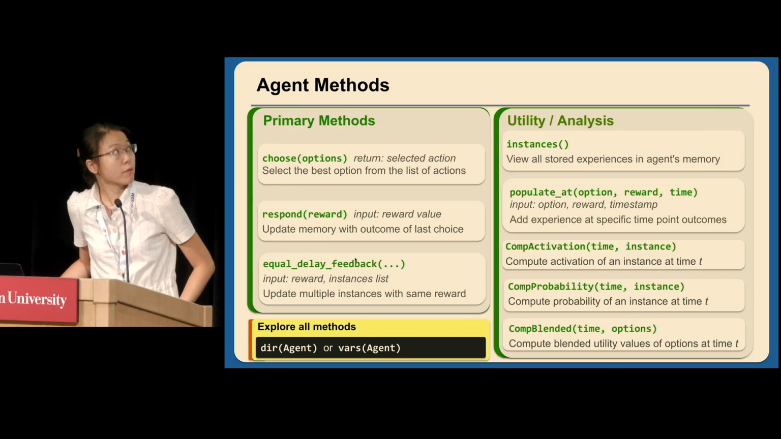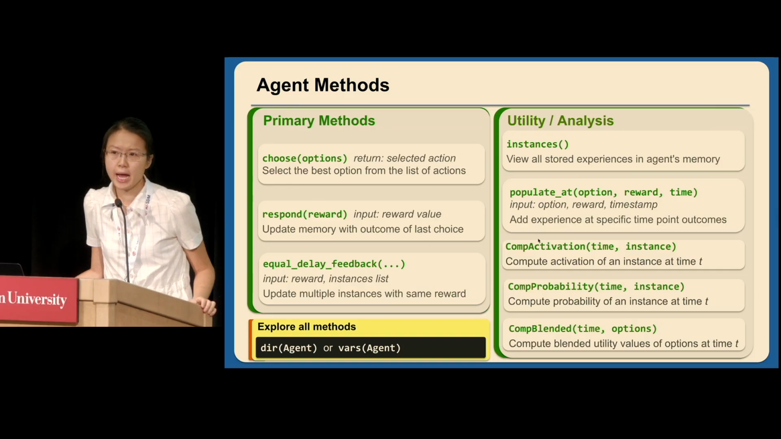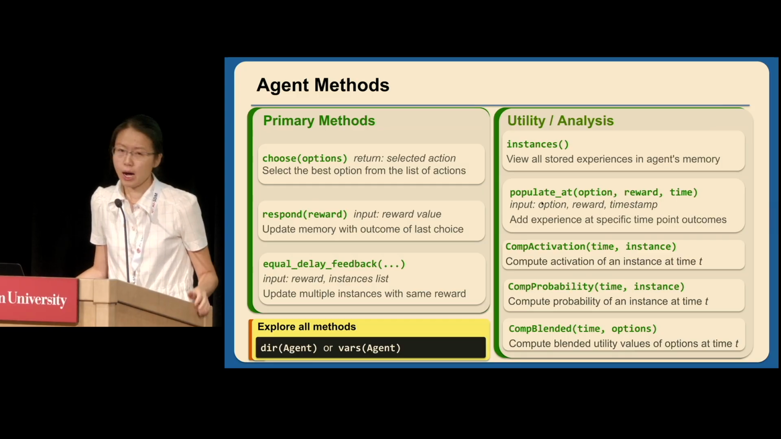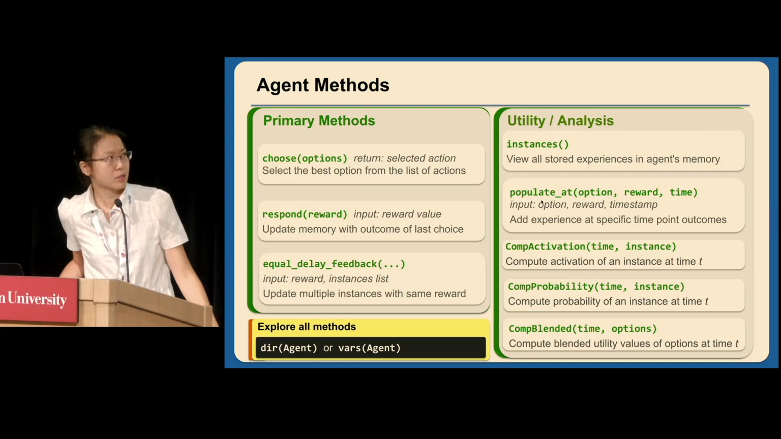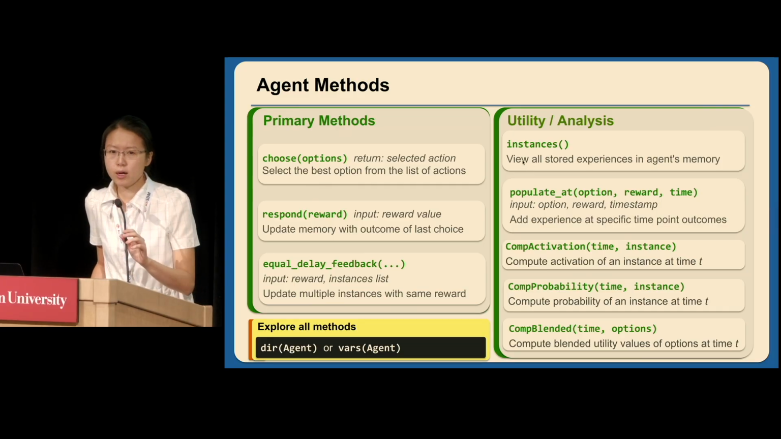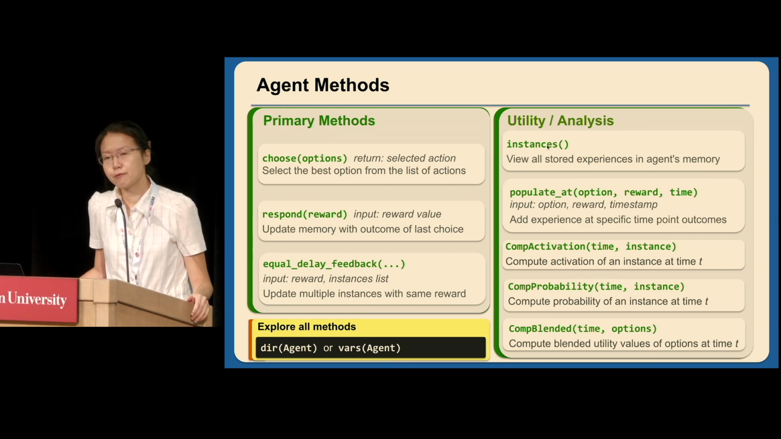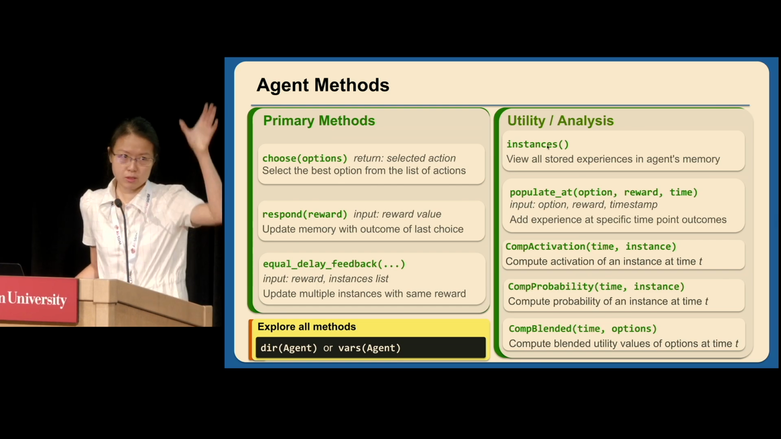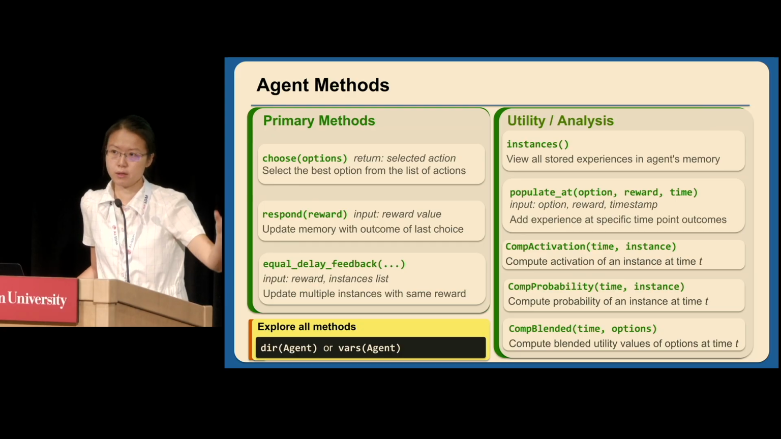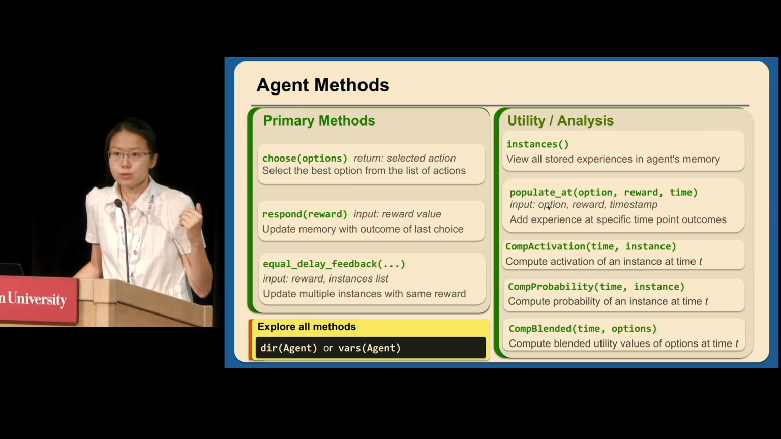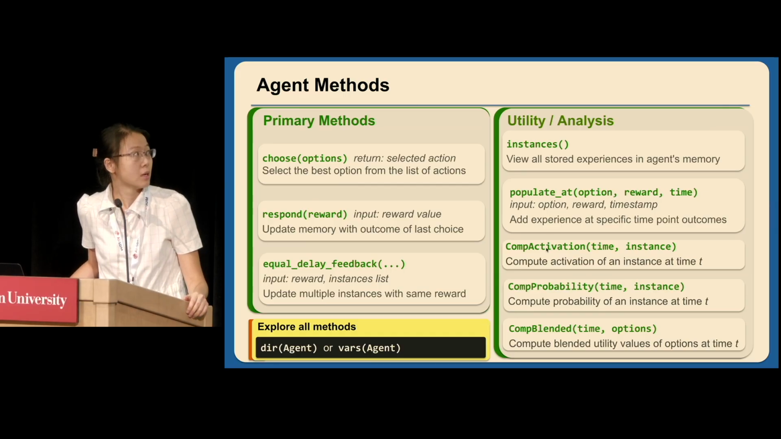Also, there are a couple of utility functions that help with analyzing the behavior of the agent. I will get into more concrete detail when we apply them in the example, but let me briefly walk you through this. For example, you might want to know what is in the memory of the agent. Then the function instances helps. It's going to list all the instances stored in an agent's memory. And then we can also add an experience into the memory of the agent.